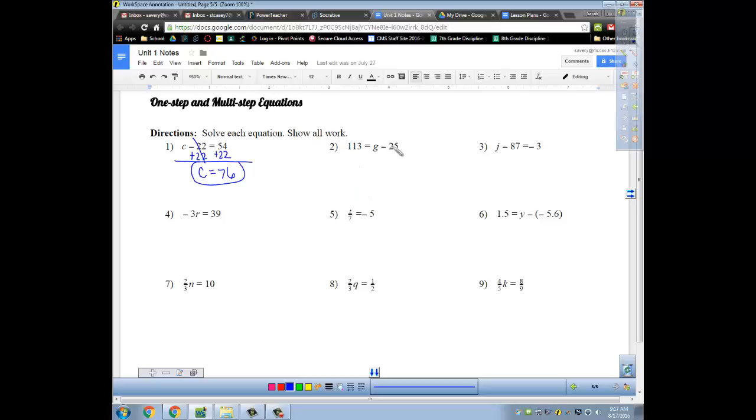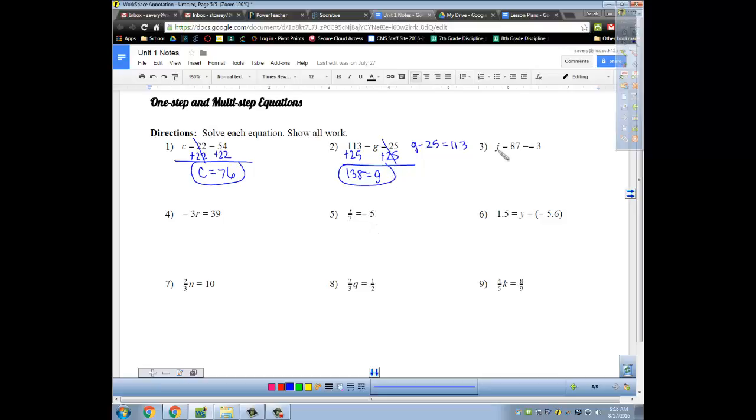Number 2, g is on the right side, so if you are someone who likes your variable to be on the other side, you can rewrite it like this. If you want, you can just switch it around, but you don't need to. So I'm trying to get g by itself, so I need to get rid of the minus 25. So I'm going to add 25 to both sides. And 113 plus 25 is 138 equals g. That cancels.